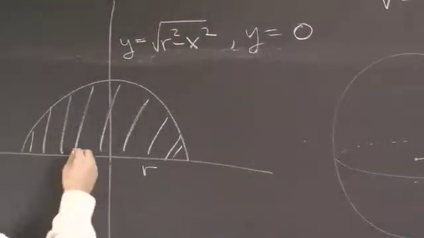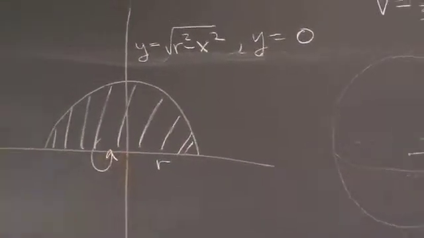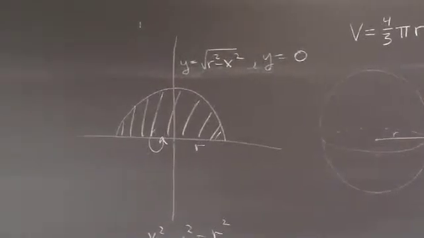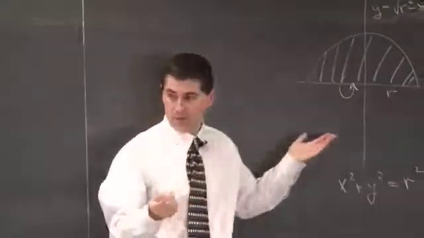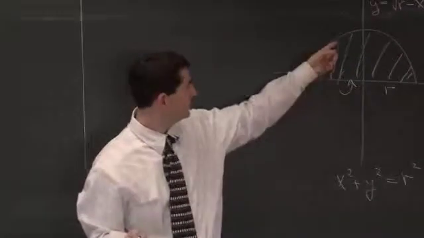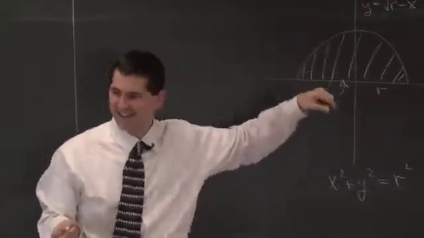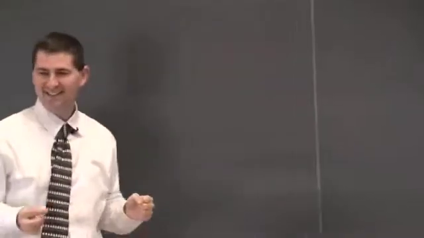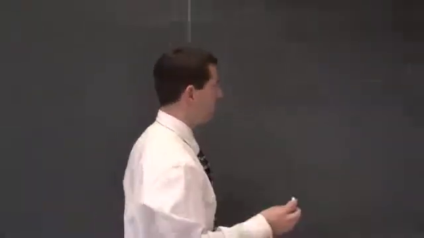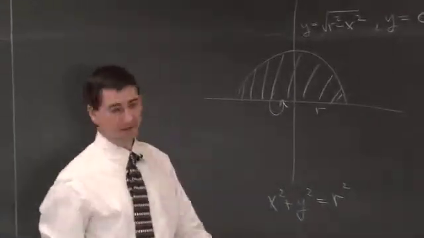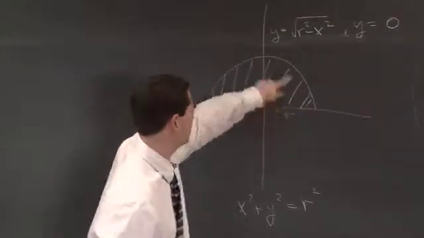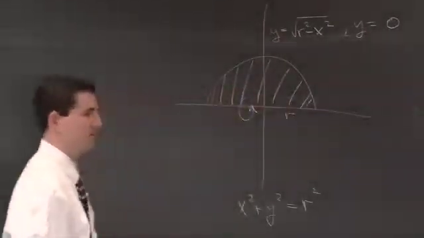And if we take this region and we rotate it around the x-axis, what will we get? We get a sphere with radius r. Just rotate it around. There you go. Of course, you could also do a half circle this way and rotate around that axis.